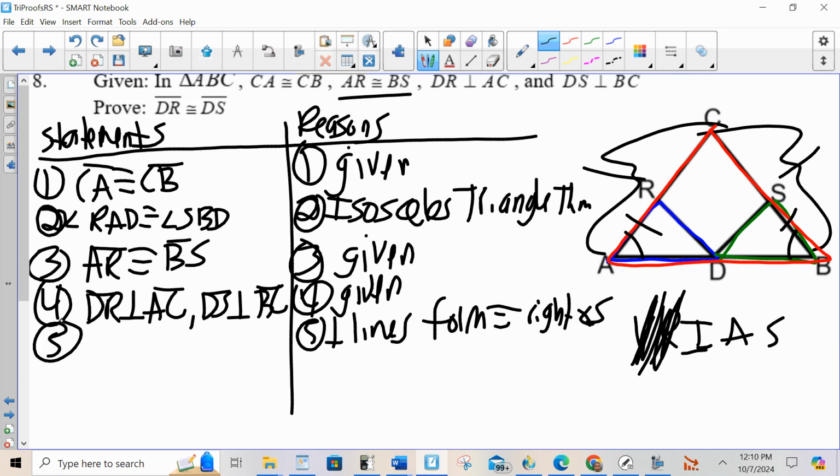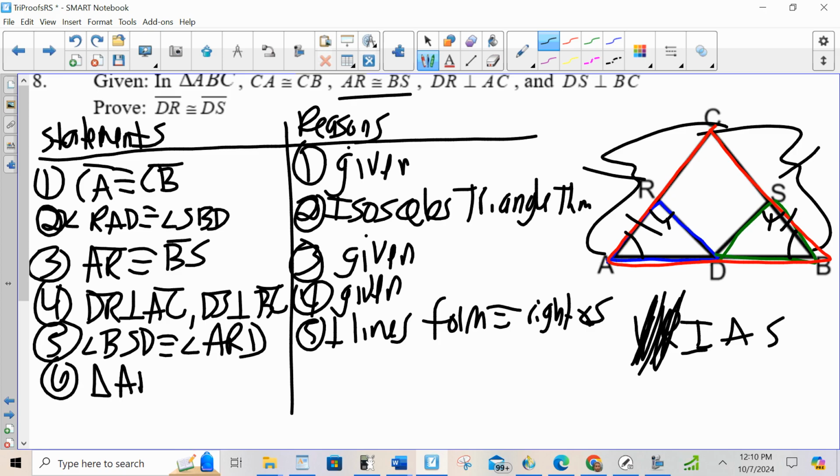So DR and AC meet here. That's the angle of the triangle. That's the angle of the triangle. Angle BSD, ARD. Angle BSD is congruent to angle ARD. I've got three pairs of things congruent. Great, I did it. I can now state that triangle ARD is congruent to triangle BSD.